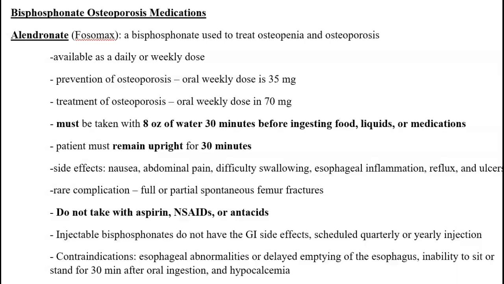Side effects include nausea, abdominal pain, difficulty swallowing, esophageal inflammation, reflux, and ulcers. It's important to teach our patients not to take alendronate with aspirin, NSAIDs, or antacids. There's also injectable bisphosphonates that don't have any GI side effects, and they can be scheduled quarterly or yearly, so that's a nice option that's available. Contraindication for alendronate would be esophageal abnormalities or delayed emptying of the esophagus, inability to sit or stand for 30 minutes after oral ingestion, and hypocalcemia.